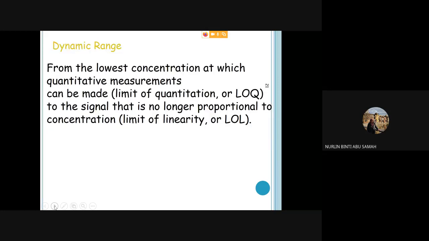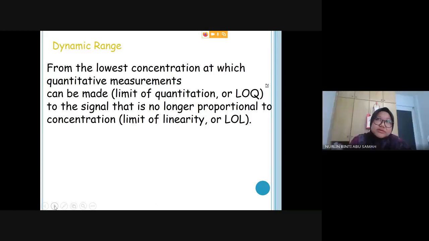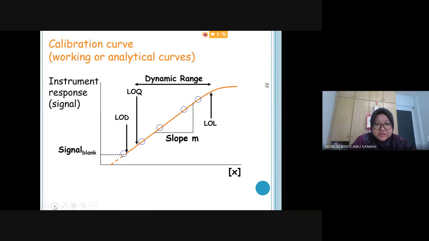Dynamic range. Range is very important because range is the linearity. The range is the linear, the data that give you a linear slope. In this linear slope, it gives you the significance of value. So you can see from this calibration curve.